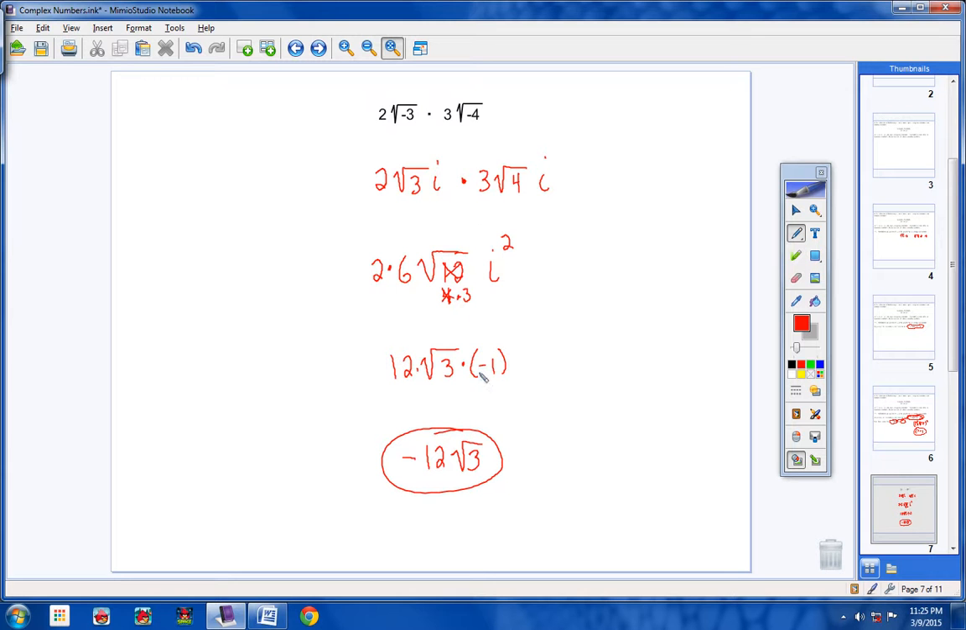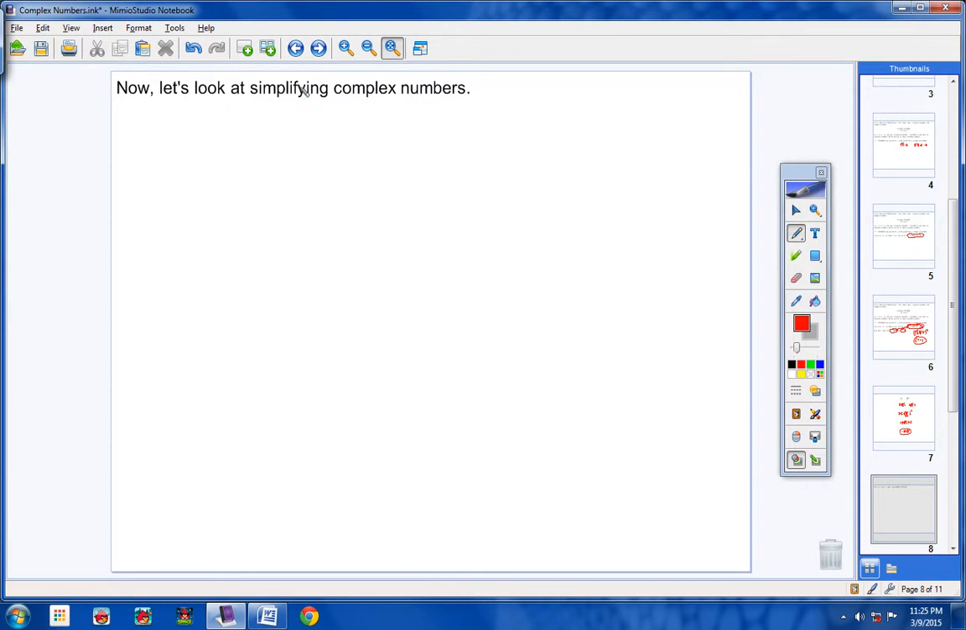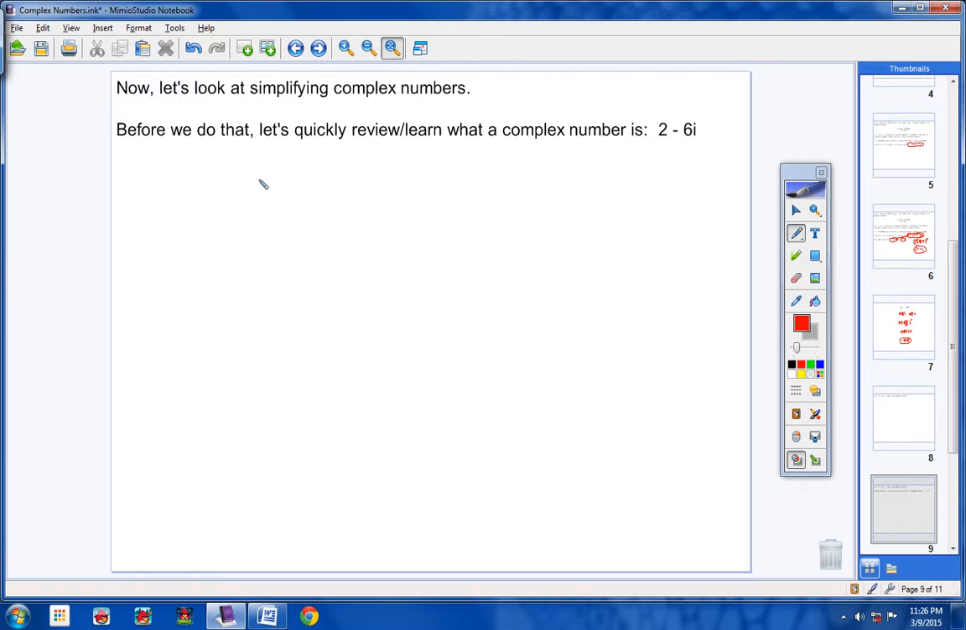Please make sure you can do these types of problems, okay? That's really, really important to be able to simplify these accurately. Okay, now let's take a look at simplifying complex numbers, okay? First of all, before we do that, let's quickly review or learn what a complex number is. I say review because really most of this stuff, if not all this stuff that we've had so far in Chapter 2, should have been covered in Algebra 2.